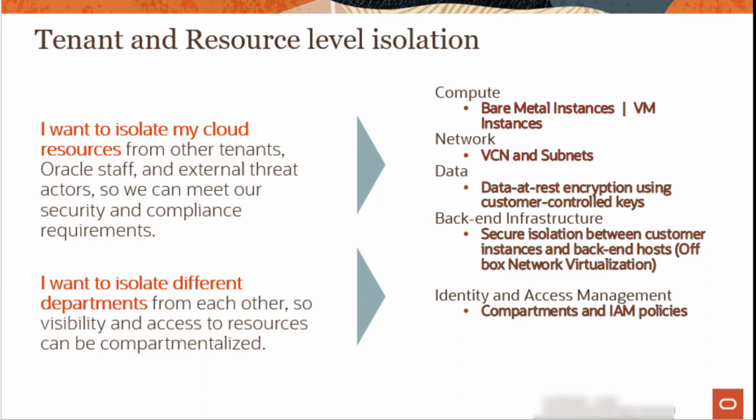And this is achieved using Offbox network virtualization. Offbox network virtualization basically takes some of the features that are usually implemented in a hypervisor, such as management and I/O functions, and implements them in a separate physical hardware device. So these are the main features that provide tenant level or customer level isolation.